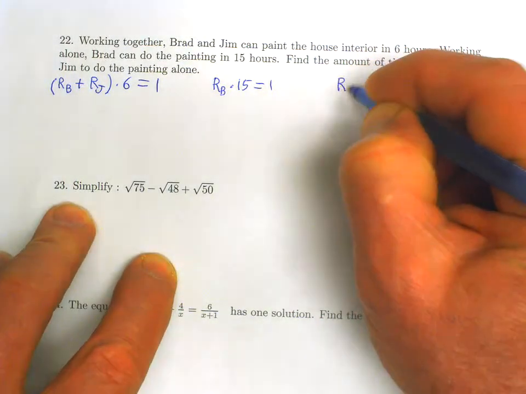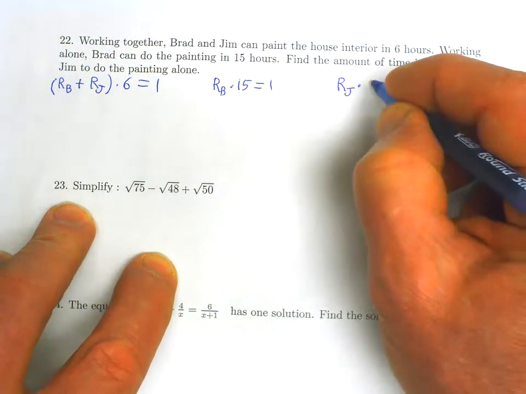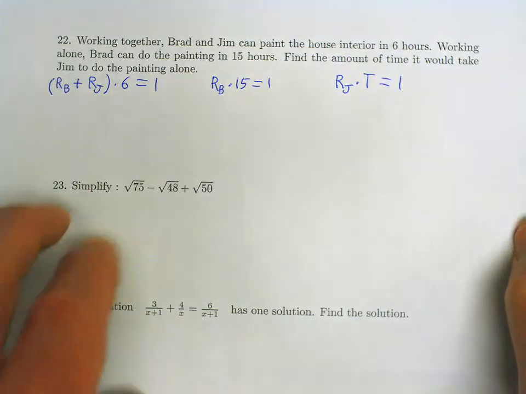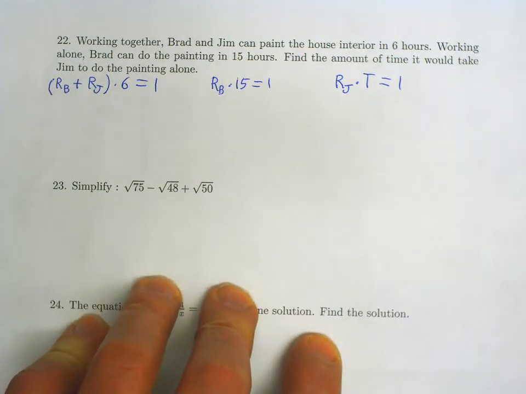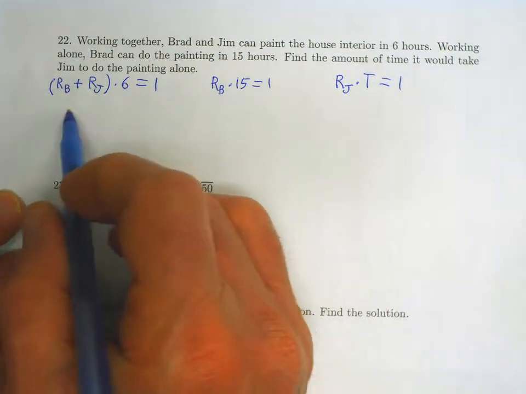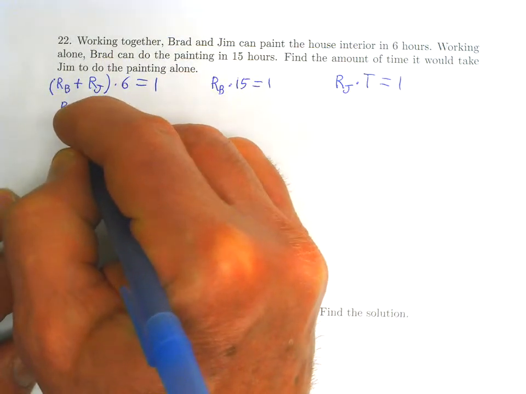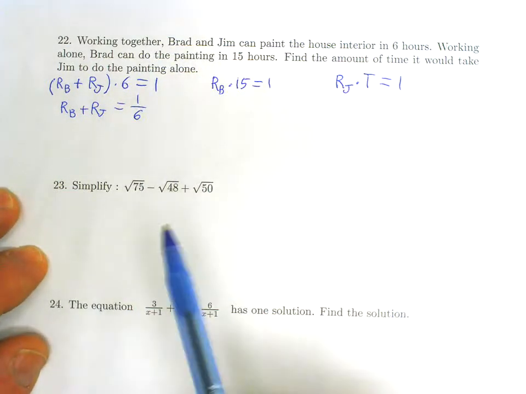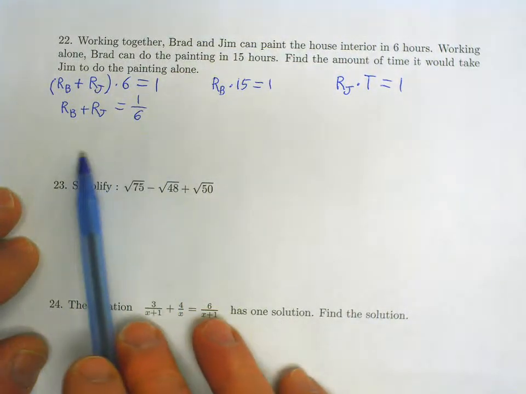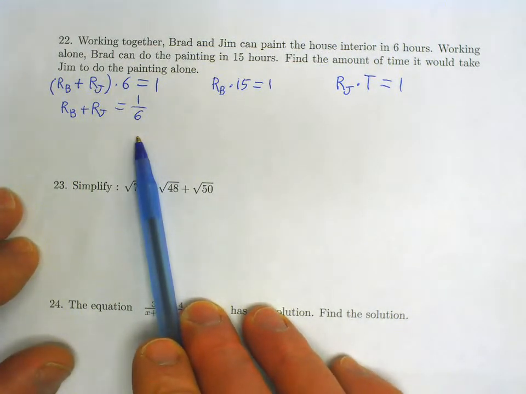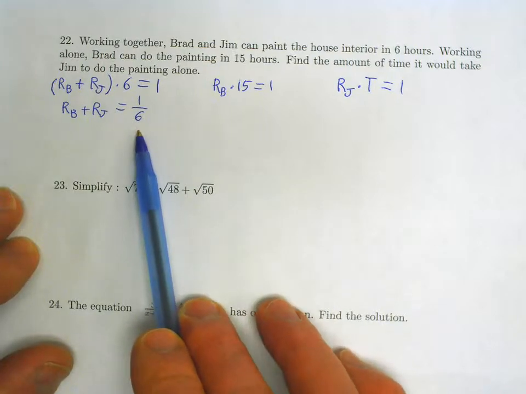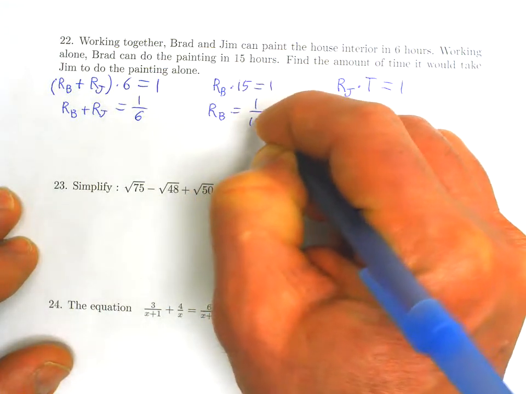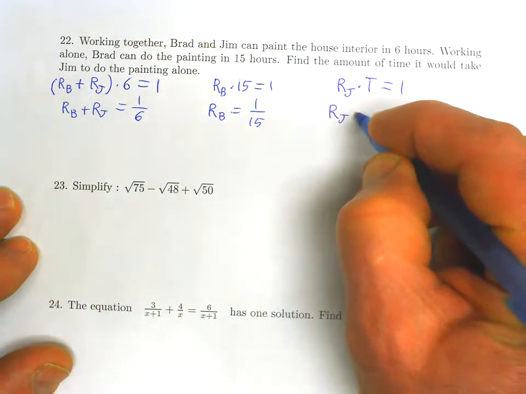So we'll pick a variable to represent the amount of time it takes Jim by himself. I'll just pick capital T to represent the number of hours it takes Jim by himself. Okay, then solve each equation for the rates. Brad's rate plus Jim's rate is 1/6. So more explicitly, it means that when Brad and Jim work together, they can paint 1/6 of the house per hour. That's their hourly rate. Brad's hourly rate is 1/15. Jim's hourly rate is represented by 1/T.